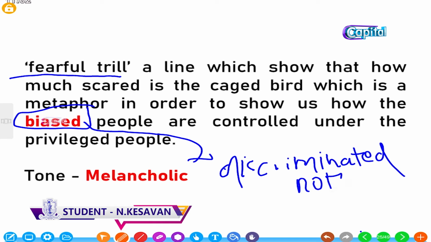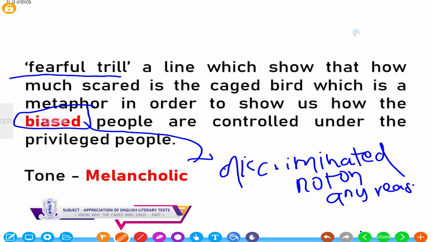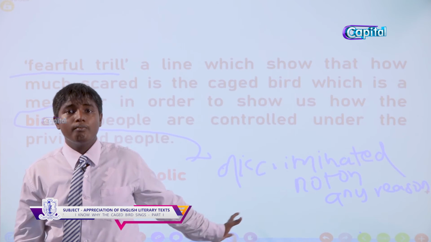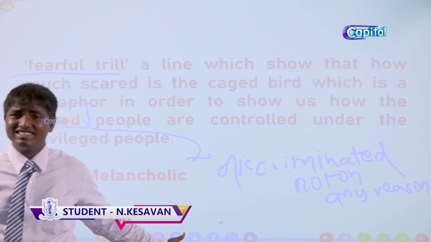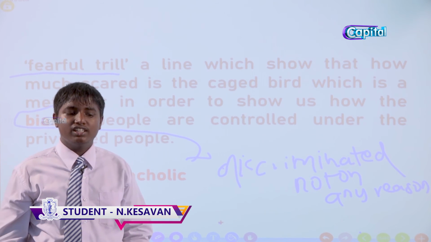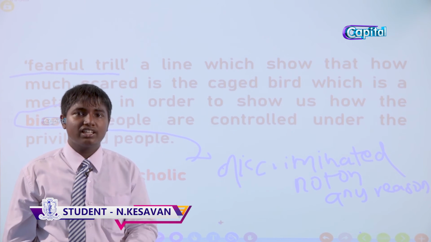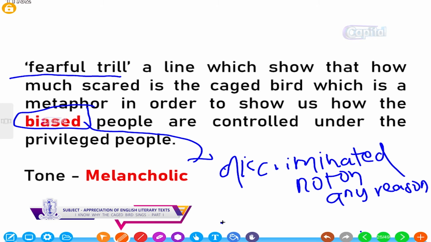Not on any reason. They are the discriminated ones, but for no reason, because it's just color, it's just race, but still it cannot be considered as a true reason. Biased people are controlled under the privileged people.